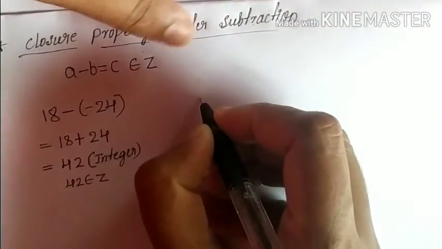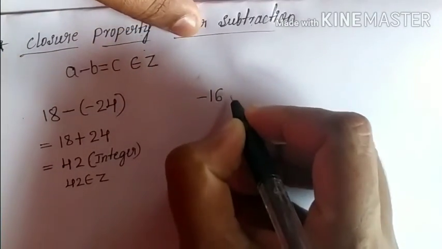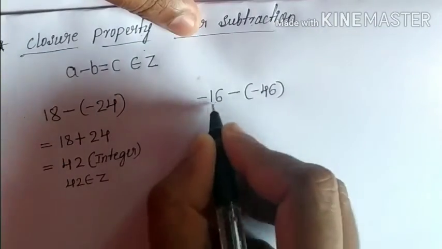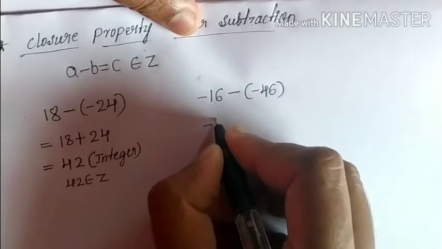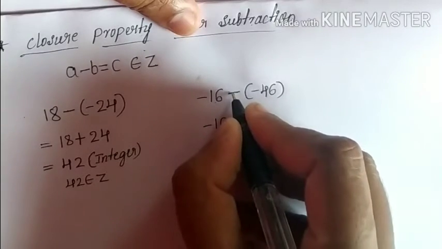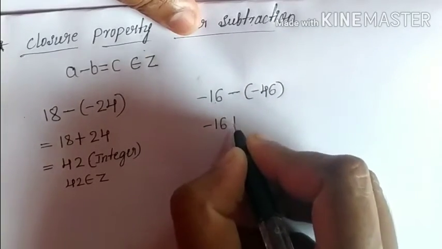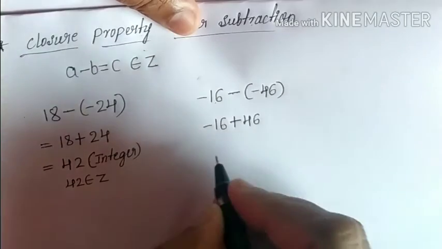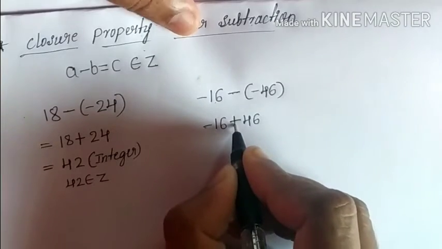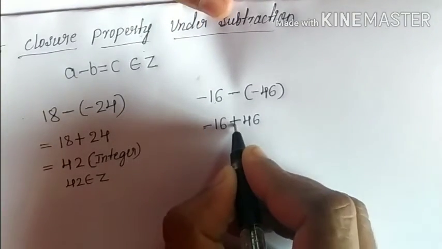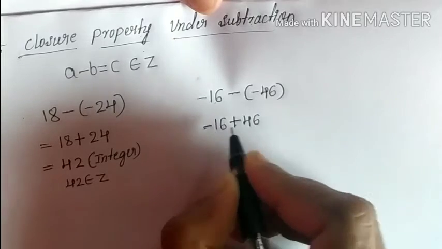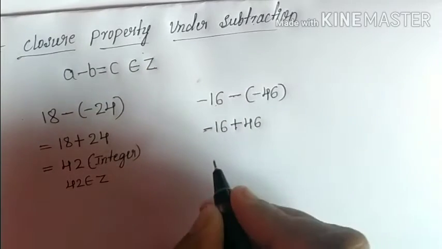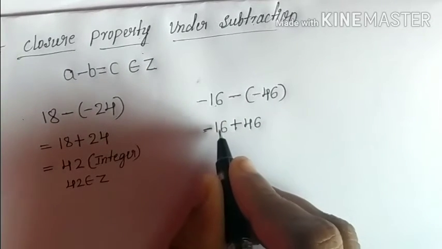Then I will take another example. Minus 16 minus of minus 46. See here, minus 16 I will write as it is. Then minus into minus we write plus. Then 46. Then minus plus is what? Minus plus, we have to use the sign multiplication, right? Minus plus is minus, but we do not subtract the sign here.